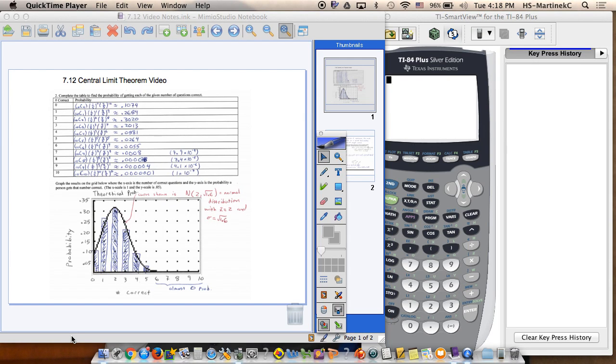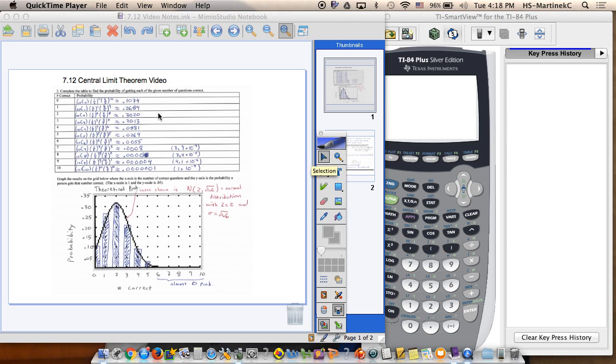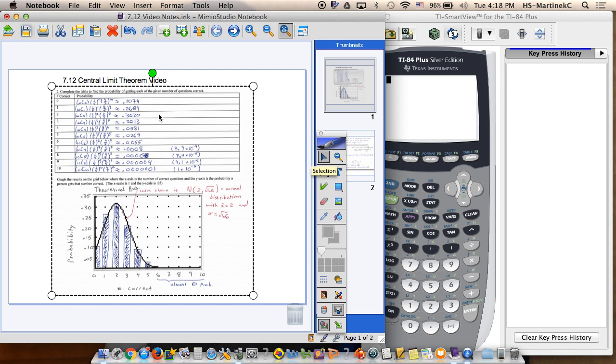Lesson 7.1.2 is called the central limit theorem. From what you've done before, we looked at how we can find, with Bernoulli trials, the probability of getting a certain number of questions correct out of 10 with 5 choices. And that's what this top table is.